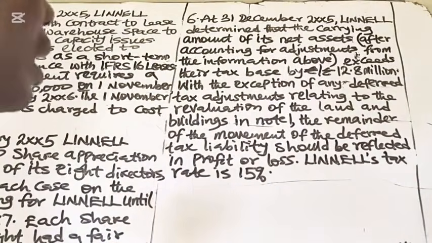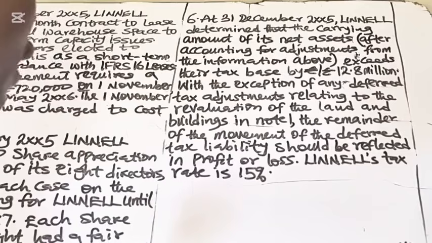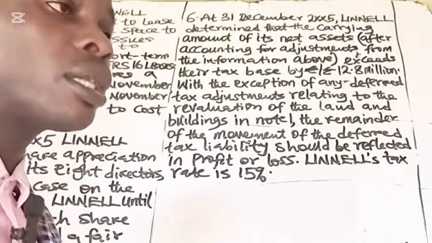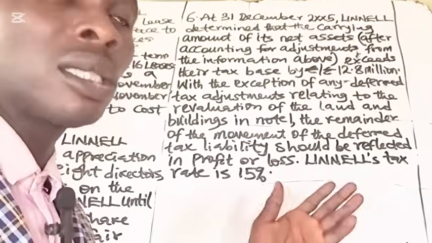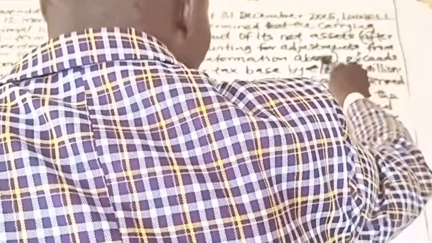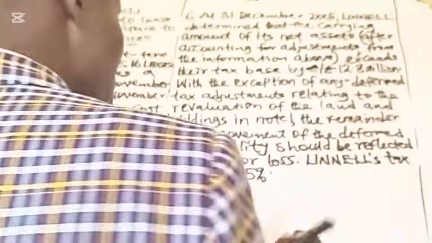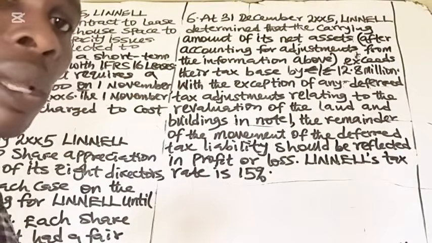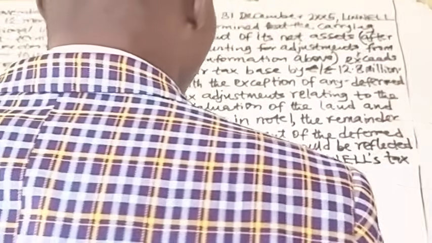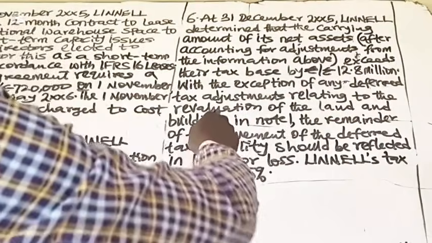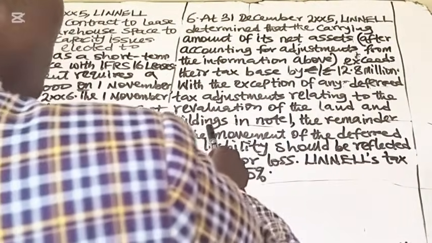And if you have watched my video on IAS 12, I've explained the taxable temporary difference where the carrying amount of an asset exceeds the tax base. And we said the taxable temporary difference will give rise to a deferred tax liability. So if you apply the tax rate on this temporary difference, the amount by which the carrying amount exceeds the tax base, that will give us the deferred tax liability that will be recognized at the year end in the statement of financial position, with the exception of any deferred tax adjustments relating to revaluation of the land and buildings in note 1.